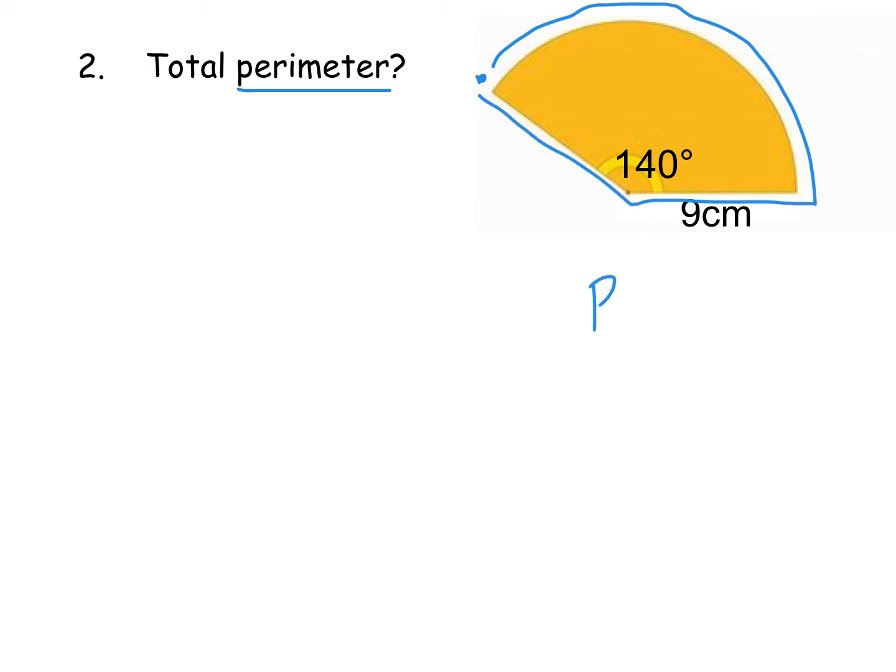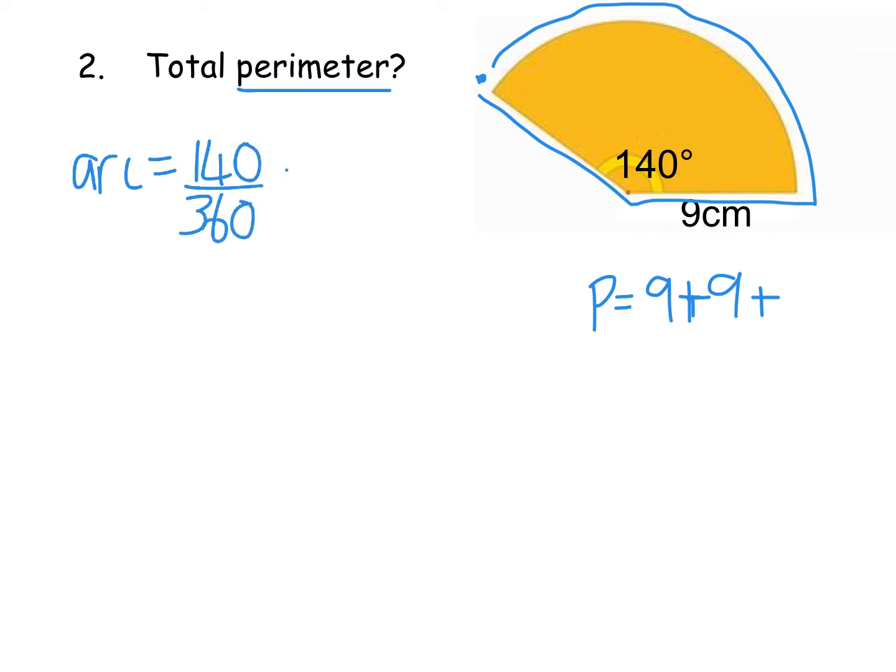So at some point my perimeter is going to be 9 plus 9 plus whatever I get for the arc. So I'm going to come back to that. So let's get the arc. The arc length is your angle over 360 times pi d. Now 9 is your radius here, so your diameter will be double that, which is 18.